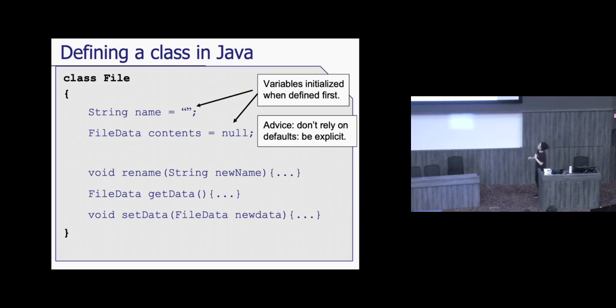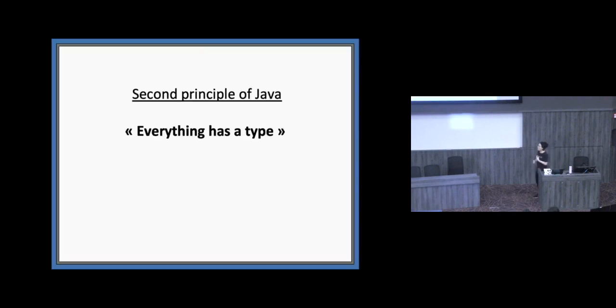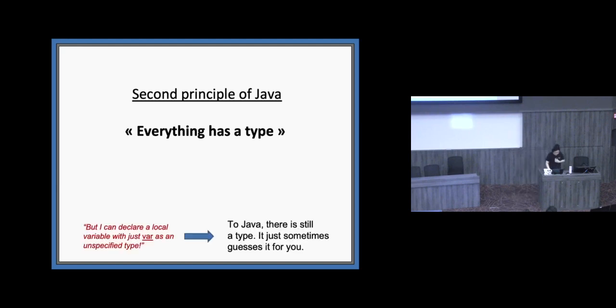So, next thing to note, moving beyond the variables, let's look at the functions for a little bit. For example, let's look at rename. Rename seems to have some funny words in front of it, like void, rename, string, new name. What is that doing there? So the second principle of Java: everything has a type. What does this mean?